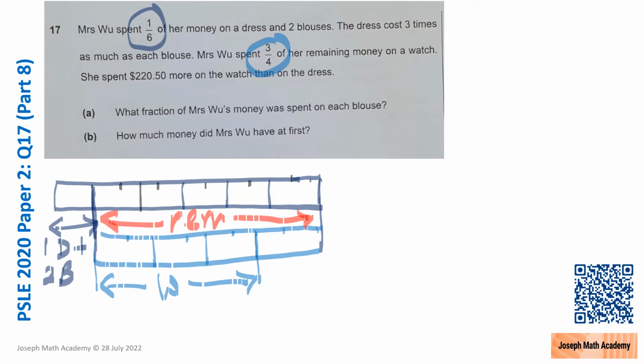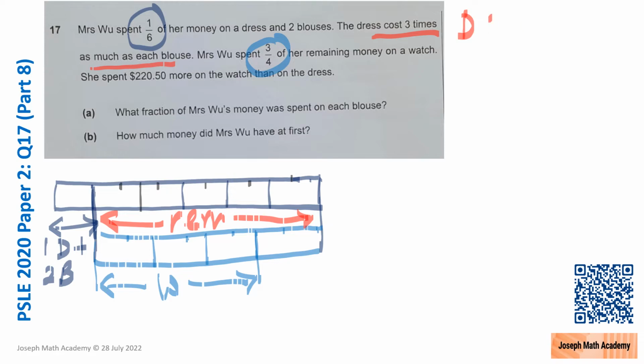Now, 5 and 4, they don't match. They really don't match. All right, so we have to apply the common multiple concept. Now, before we do that, we need to look at one more piece of information that I have skipped. The dress costs 3 times as much as a blouse. So I'm going to put the dress and the blouse in ratio form.